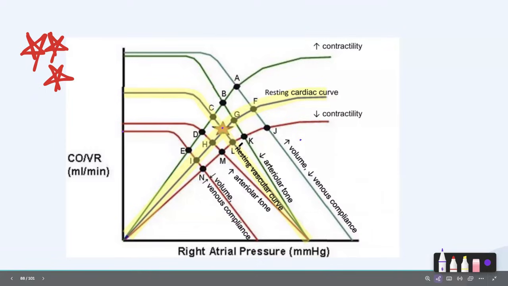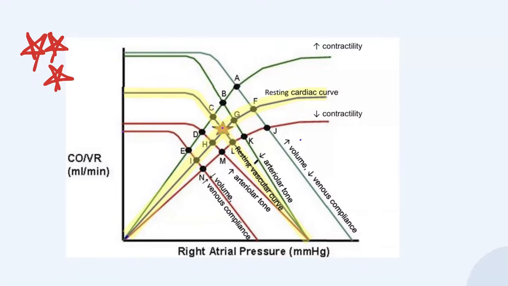Okay, so this is the resting vascular curve. If you have increased arteriolar tone, it's going to shift downwards. If you have decreased arteriolar tone, it's going to shift upwards. Okay.